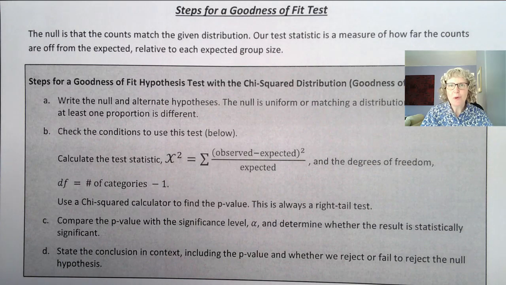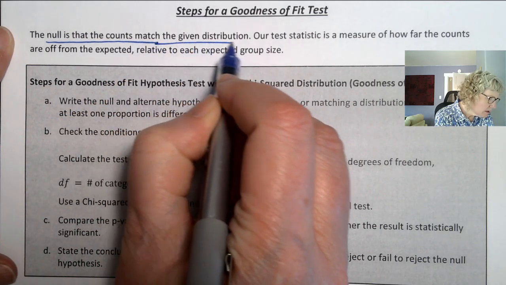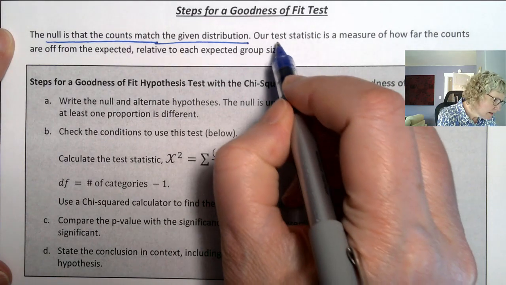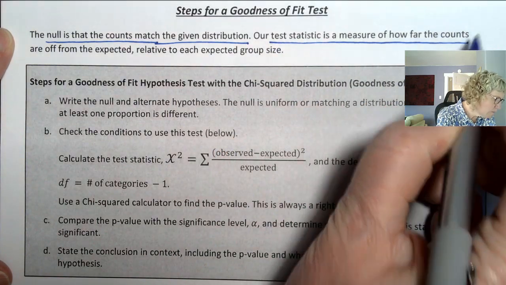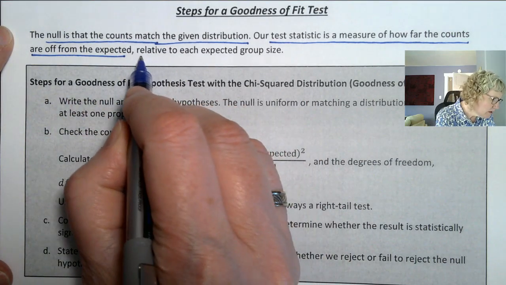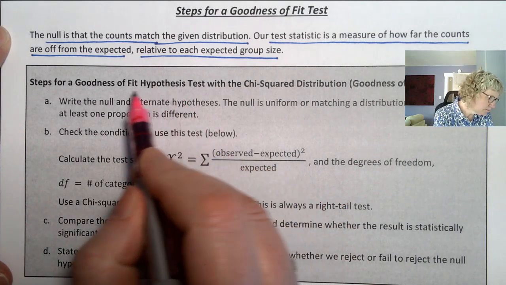Okay, so now that we've explored this goodness of fit and chi-square distribution, let's go over the formal steps for the test and the conditions, okay? So the null is always that the counts match the given distribution, okay? And our test statistic, just like we've seen, is a measure of how far the counts are off from the expected, relative to each expected group size. Okay, so that's our chi-squared test statistic.